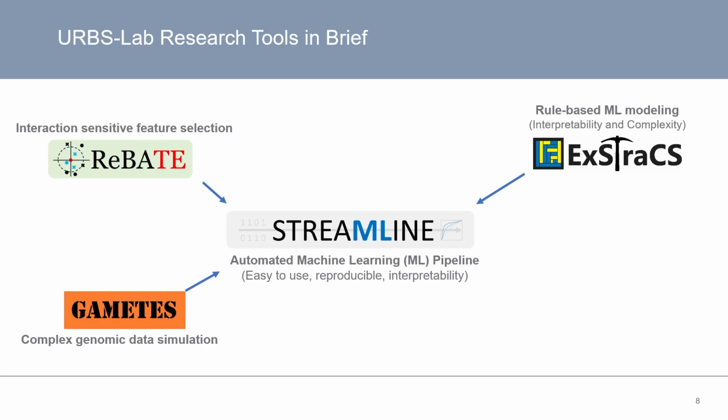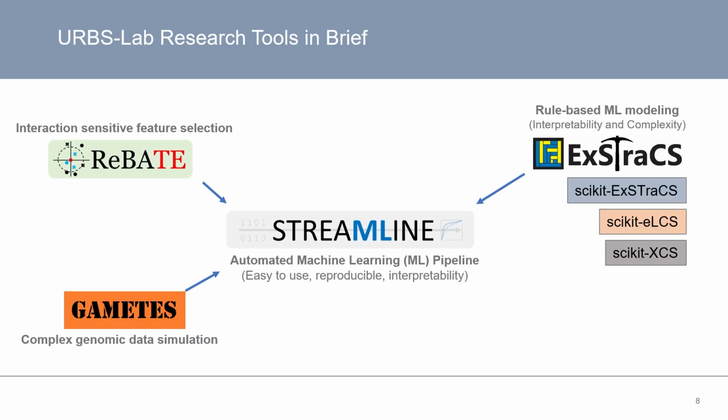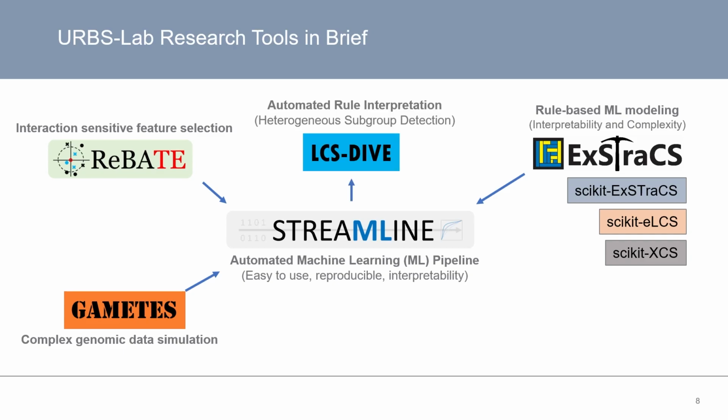The reason I'm so interested in rule-based modeling is that this methodology pairs interpretability with the ability to detect extremely complex patterns in data, including epistatic interactions and heterogeneous associations, as well as provides an avenue to directly detect and characterize heterogeneous subgroups in data. Our lab currently has 3 scikit-learn compatible packages out, allowing users to use ExSTRACS and 2 other well-known rule-based machine learning algorithms. Furthermore, in order to facilitate the interpretation of the rule-based machine learning output, we've recently developed LCS-Dive, an automated rule interpretation package that facilitates the detection of heterogeneous subgroups.